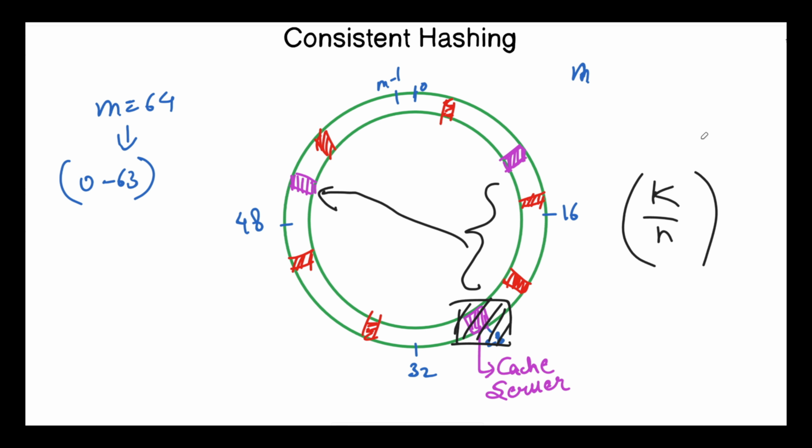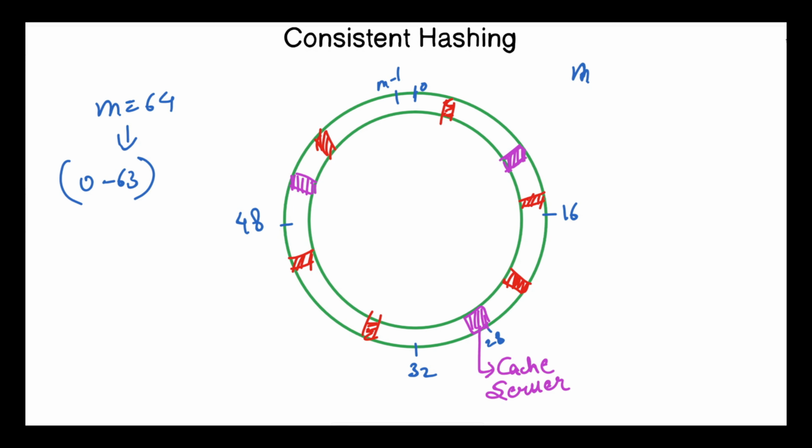But wait, we have only considered data point movement so far. What happened to the user request? If one of our cache server fails, they will fail as well. To handle this failure, we replicate the data points of each cache server to the next k cache servers. If a cache server fails, we move to the next available cache server in a clockwise direction. So the data points that are present here will be replicated to the next available cache servers also.